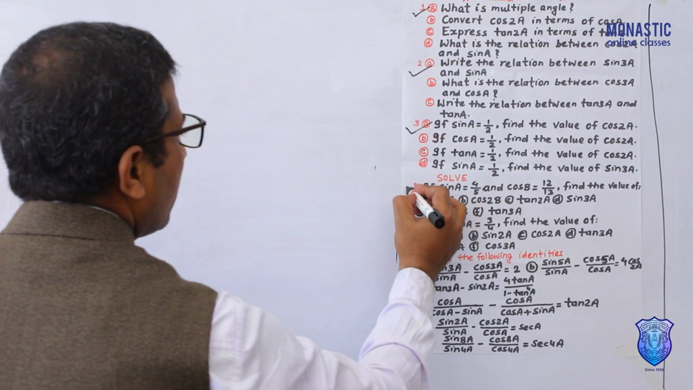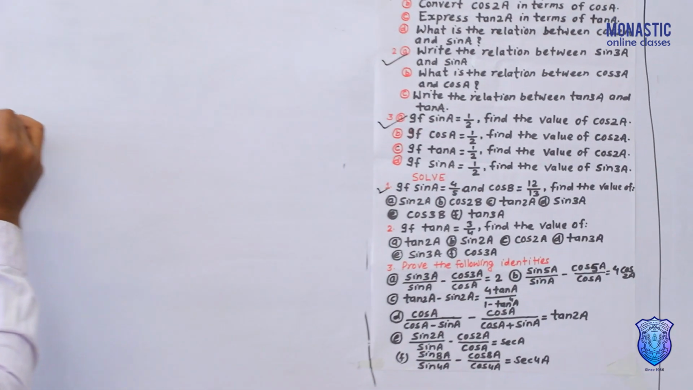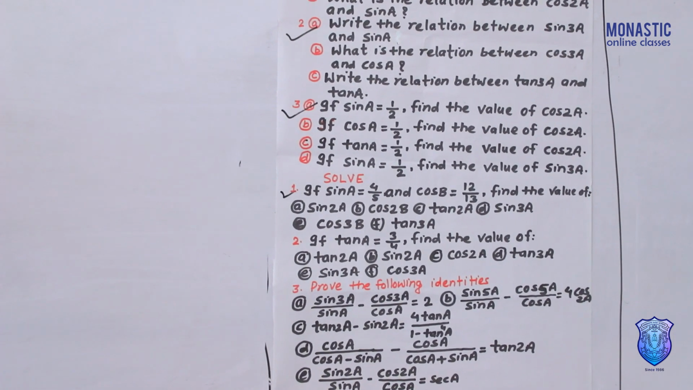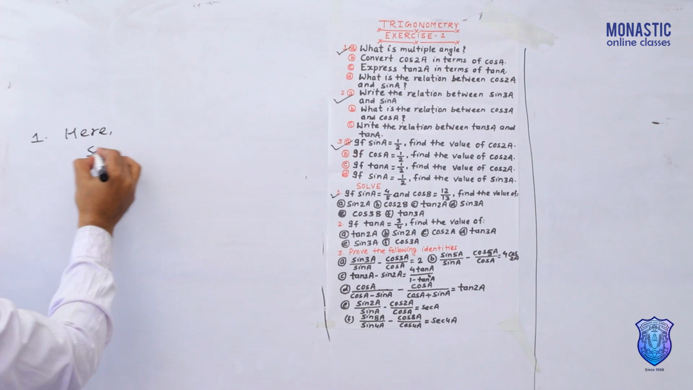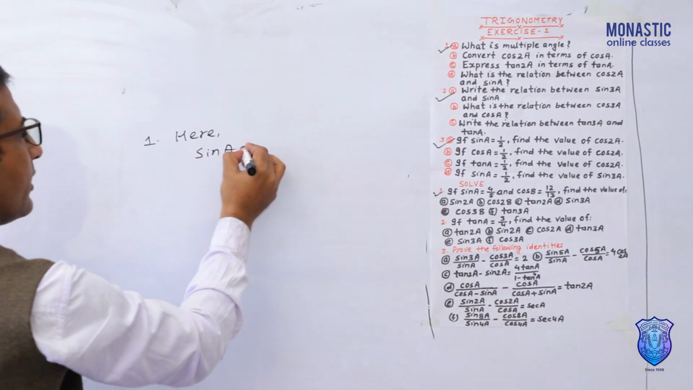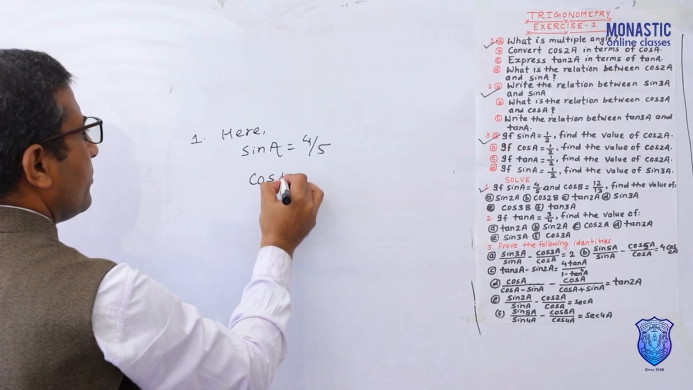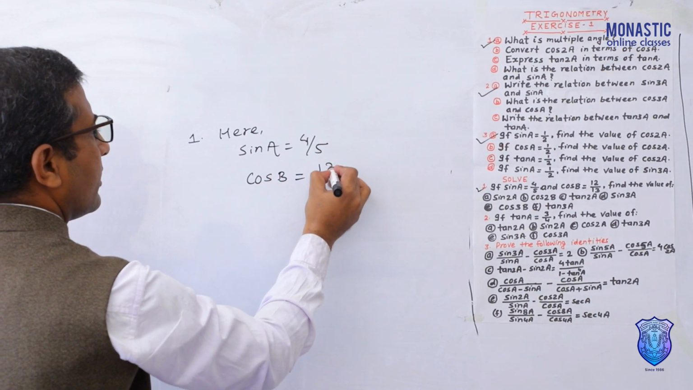Now, from here in question number 1, the given things are: the value of sin A is given as 4 by 5 and cos B is given as 12 by 13.